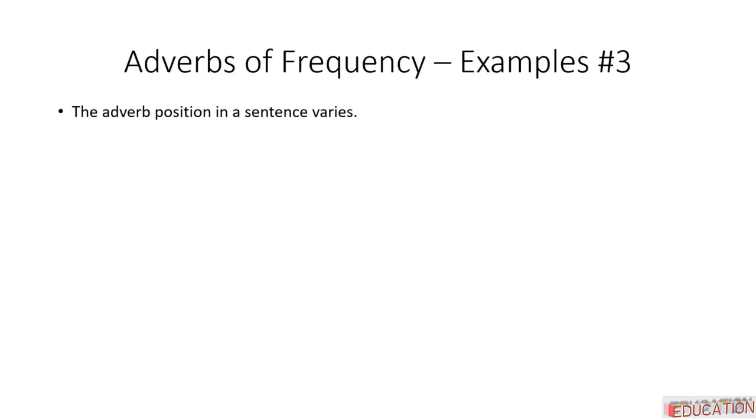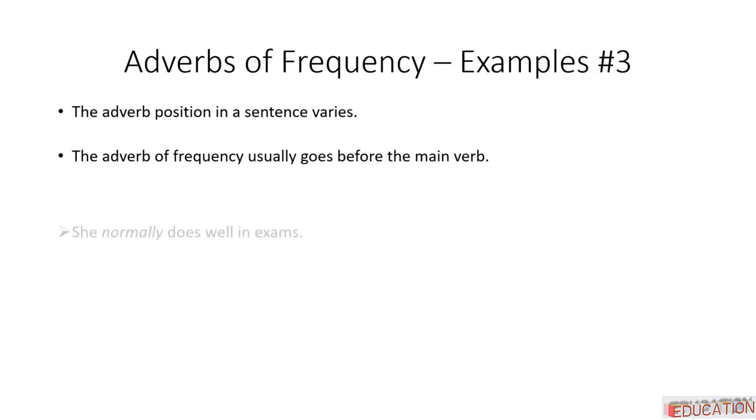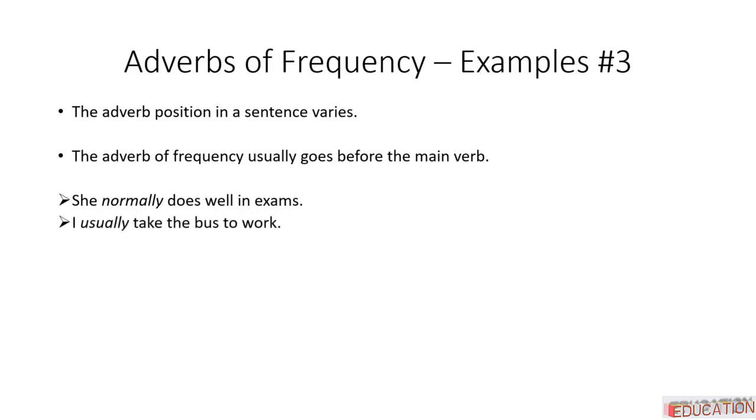So as we said earlier, the position in the sentence can vary for adverbs of frequency. It usually goes before the main verb. She normally does well in exams. I usually take the bus to work. We occasionally eat Chinese food.